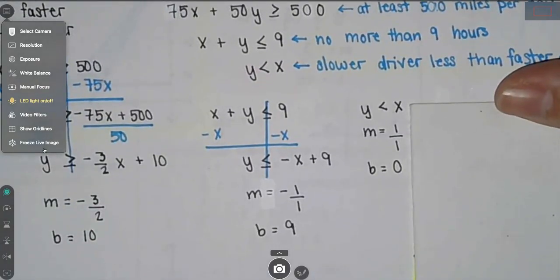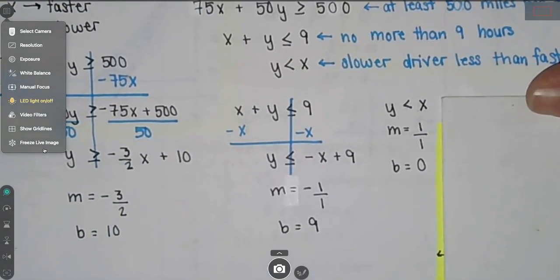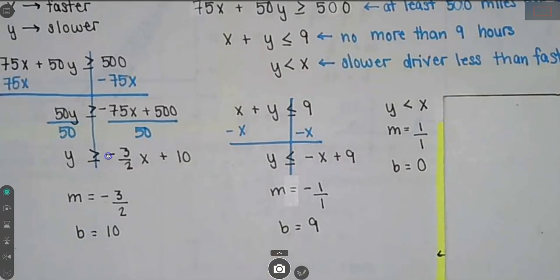So please graph the last inequality. You should have all 3 graphs on the same coordinate plane. When you have it, please hold up your board. You should have kind of a triangular region. The shading is not in the right place, but I'll give it to you.